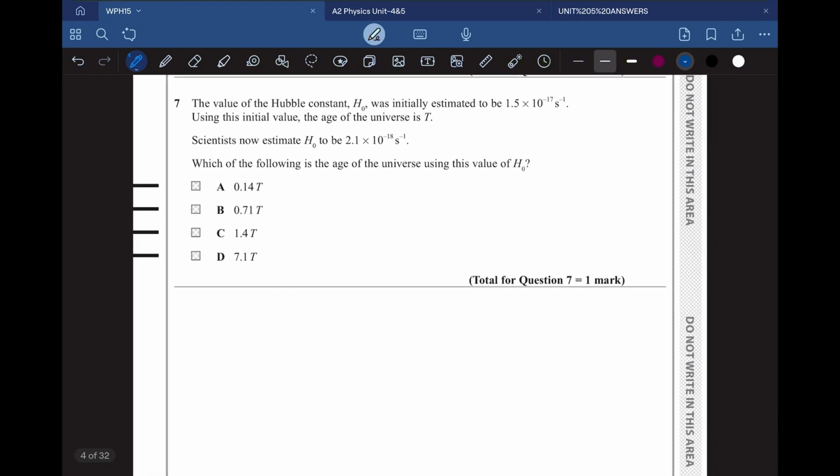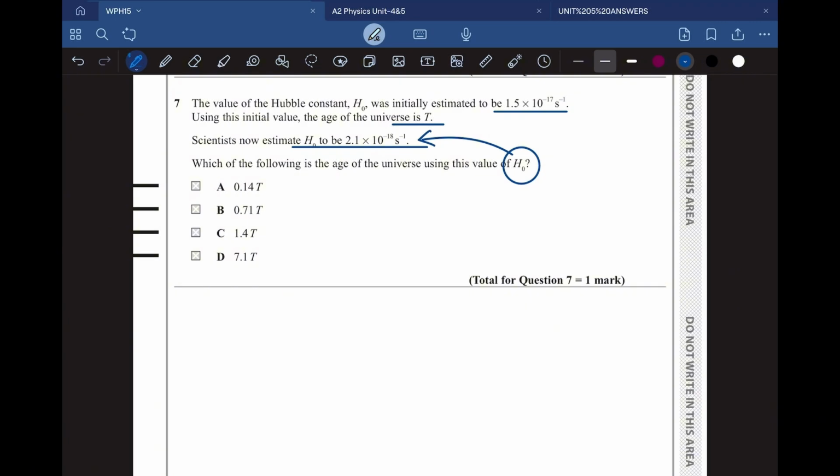Now moving on to question number 7, it says the value of the Hubble's constant H naught was initially estimated to be 1.5 into 10 to the power minus 17. This was the initial one. Using this initial value, the age of the universe is T. Scientists now estimate H naught to be 2.1 into 10 to the power minus 18. So this is the new one. Which of the following is the age of the universe using this value of H naught?